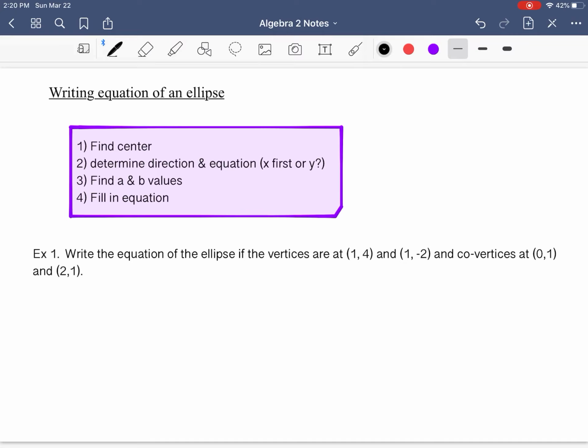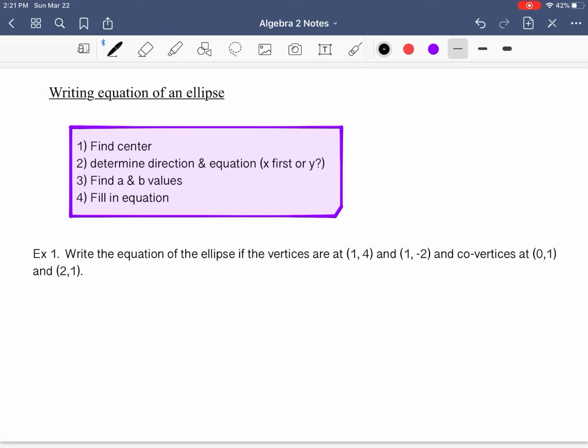So the first step is usually to find the center, because that's going to be a big part of your equation. That's going to also help you to determine the direction and the equation you're going to use. So will it be x squared first, or is it going to be y squared first? And then you need to make sure you have the a and b values, because a squared always goes under the first fraction and b squared always goes under the second fraction. So knowing those values from the center to the vertex and the center to the co-vertex will be helpful. And then lastly, you're going to just fill in your equation with what's given to you.